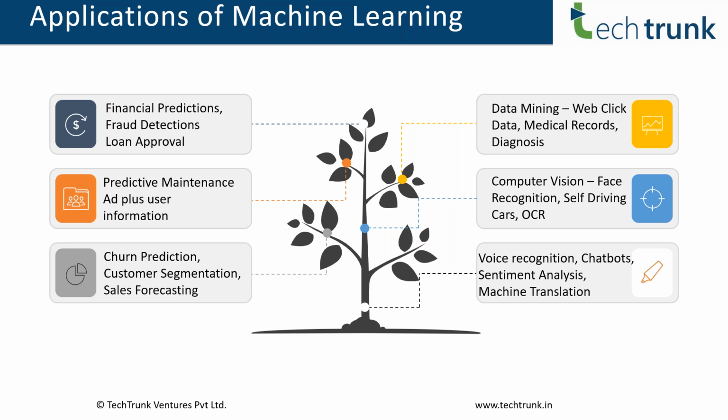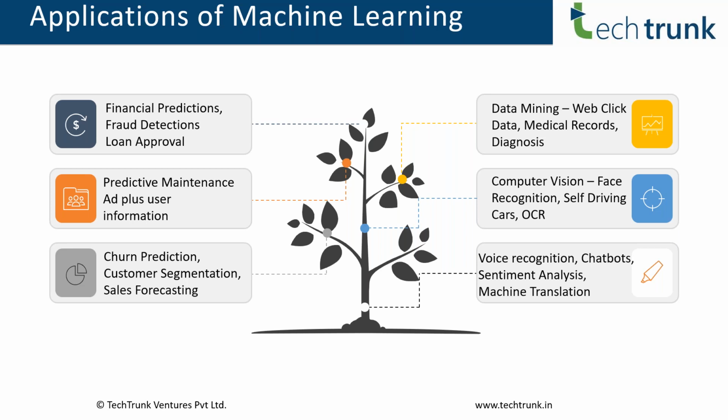Ad click prediction, whether the user will click on an advertisement or not. Targeting sales, forecasting sales and marketing output. Churn prediction, whether a customer will leave or not. So there are a bunch of applications backed by machine learning: web click records, face recognition, chatbots, machine translation, sentiment analysis, self-driving cars, diagnosis systems. A bunch of them are backed by it.